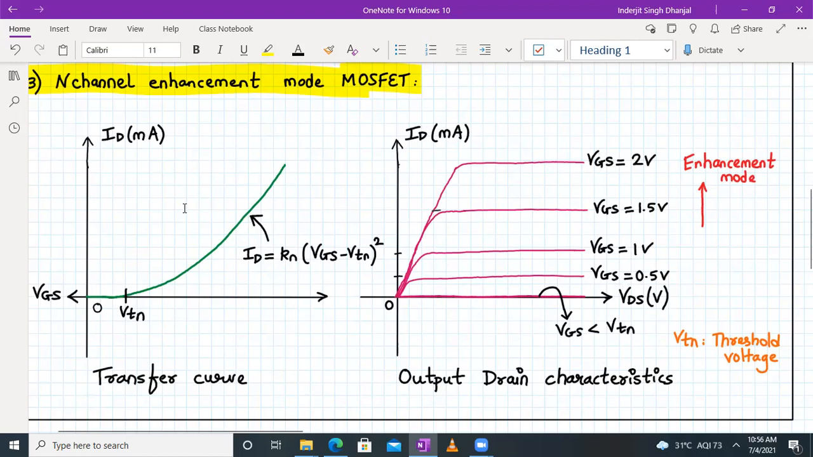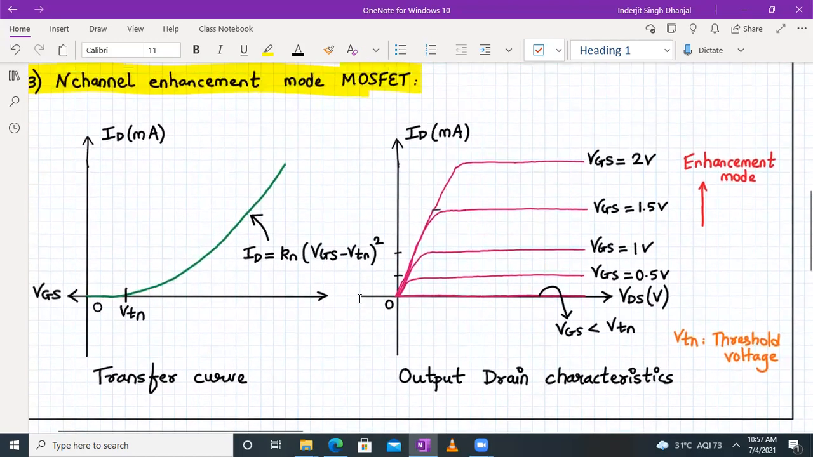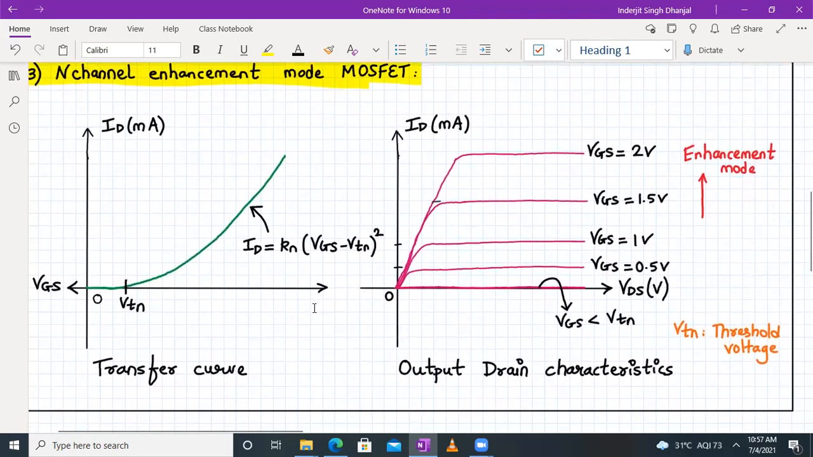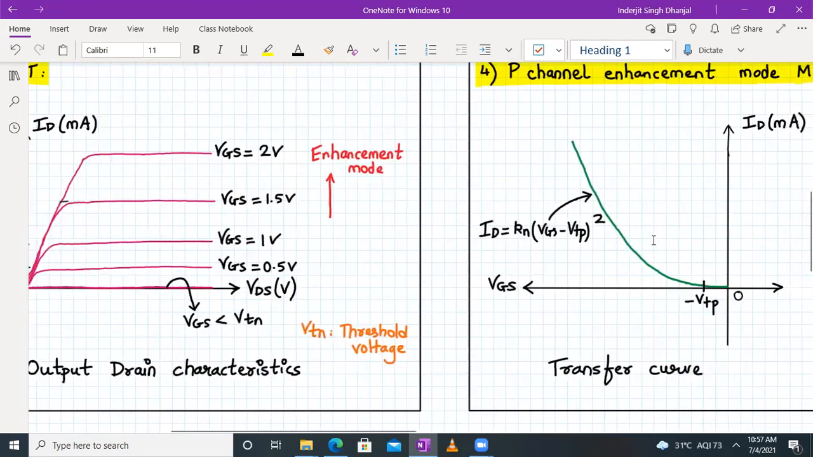And this has been transferred to the transfer curve. Over here, we can see that whenever VGS is less than VTN, the current is 0, and whenever VGS is greater than VTN, it increases. The relation between ID and VGS is given as follows: ID equals Kn times VGS minus VTN, the whole square. So this is for the N-channel enhancement mode MOSFET, the transfer curve and the output drain characteristics.